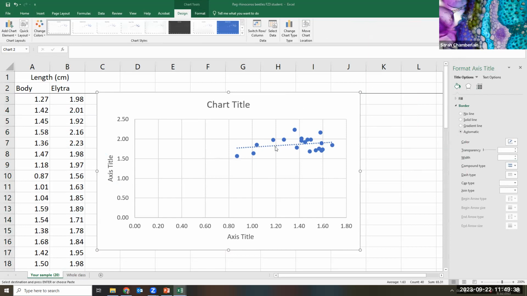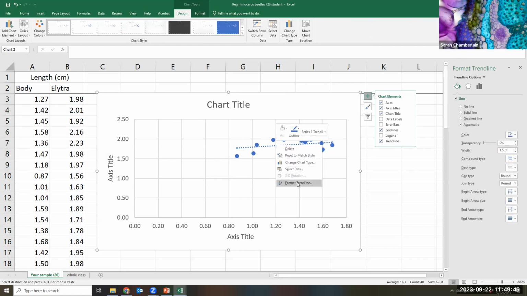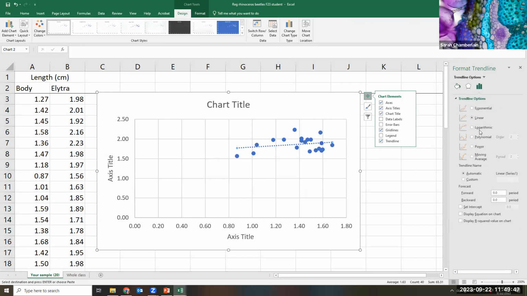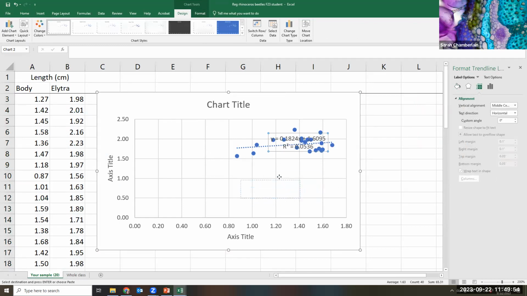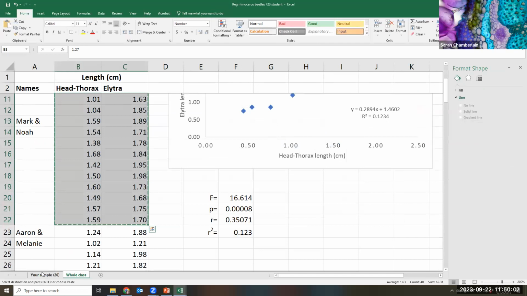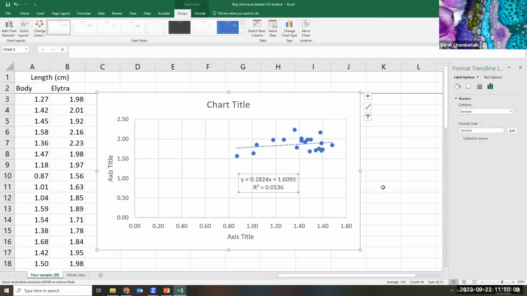Okay. What are we doing with our linear trend line? Wait. Format trend line. Yes. Okay, so how does this collection of data look different from the whole class? So now the R squared is 0.05. So what's my R?